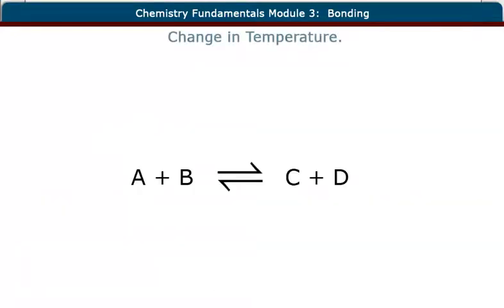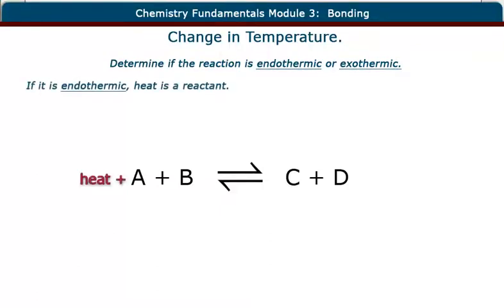Before we are able to determine how temperature affects equilibrium, we need to know if the reaction is endothermic or exothermic. In an endothermic reaction, heat is part of the reactants. Remember, in an endothermic reaction, heat must be added or absorbed for a reaction to occur. In an exothermic reaction, heat is part of the products. Remember, in an exothermic reaction, heat is released.